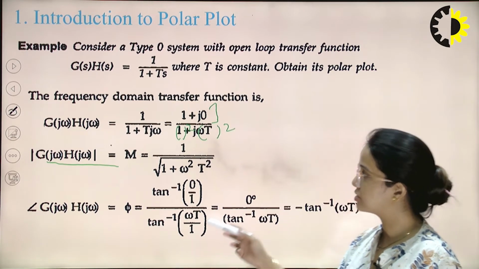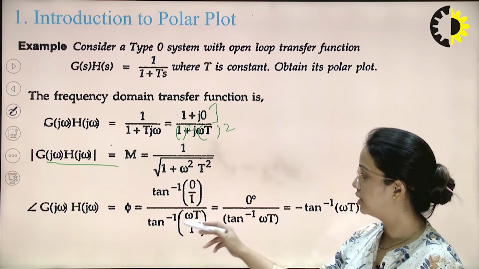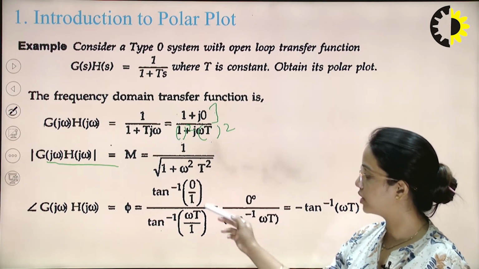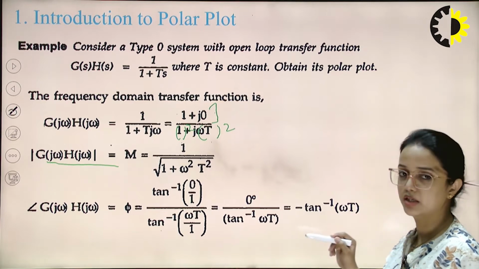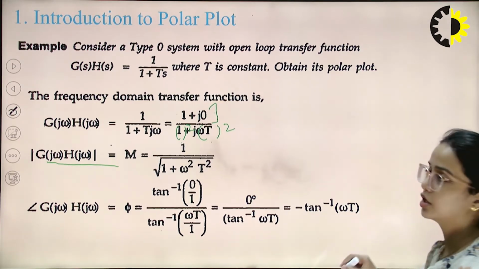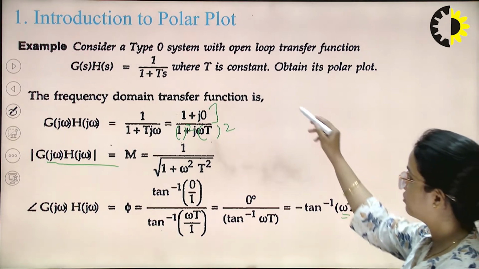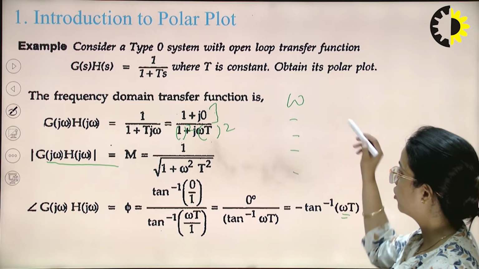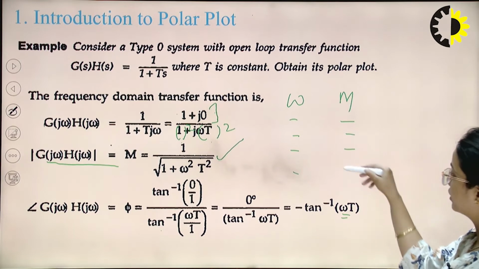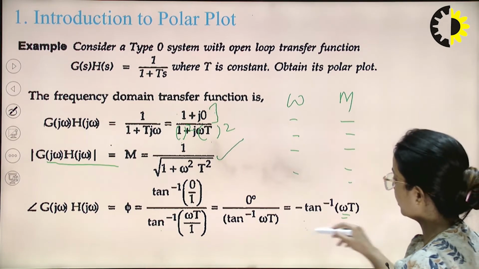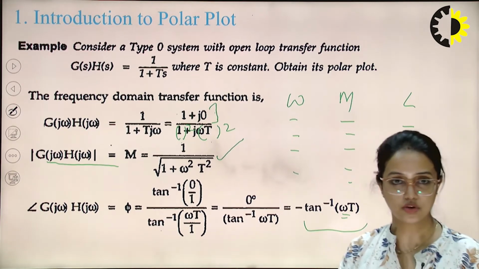Now the phase angle is, from the numerator side, tan inverse imaginary by real, 0 by 1, and from the denominator tan inverse imaginary by real, omega T by 1. So this will give me 0 degrees, and this will give me a variable, which is minus tan inverse omega T. So for different values, now I am ready to make a table. Again I'll have different values of omega. For different values of omega, I'll have different values of magnitude from here, and for different values of omega, I'll have different values of angle. Now using this, I am ready to make a polar plot.